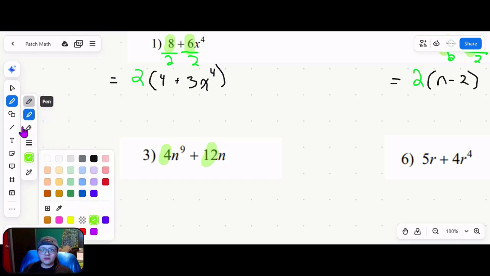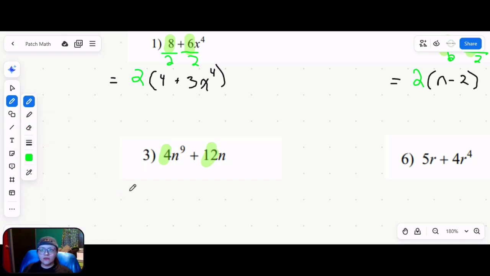So in this case, the GCF of our numbers, 4 and 12, is 4. All right, 4 is the biggest number that will evenly divide into 4 and 12. Now for the new part, looking here, you'll see we have variables attached to each of these terms. In this case, the 4 has an n to the 9th power, and the 12 has an n. These are 9 n's being multiplied. This is 1 n being multiplied. How many n's can we pull out of both groups? In other words, how many multiplied n's do they share in common?